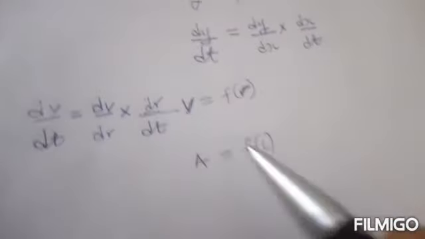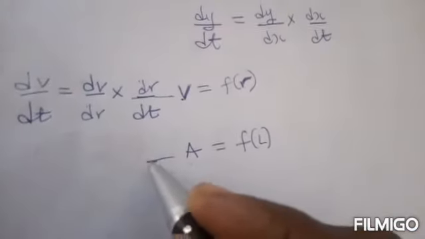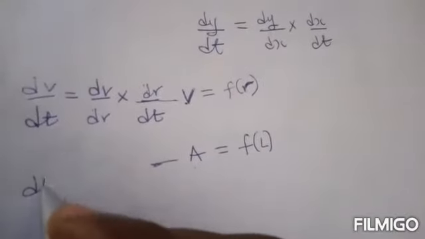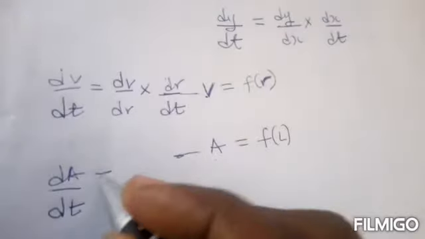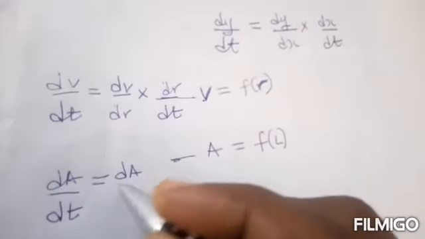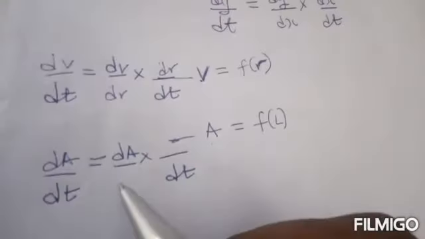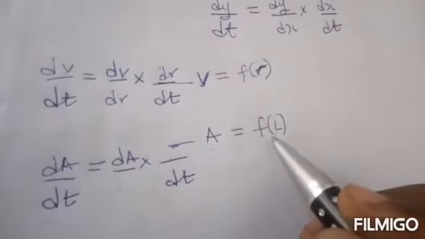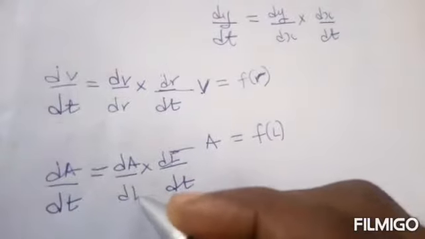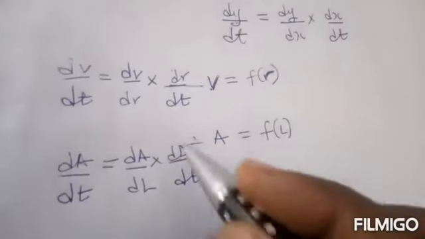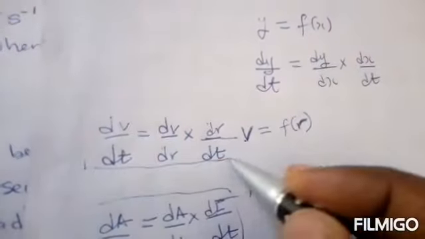Then for the area, if we want to find the rate of change in the area, that will be dA/dt. This will be equal to dA over dl times dl over dt. What goes in the middle has to do with the other variable as well. So these are what you need to establish in any given question.